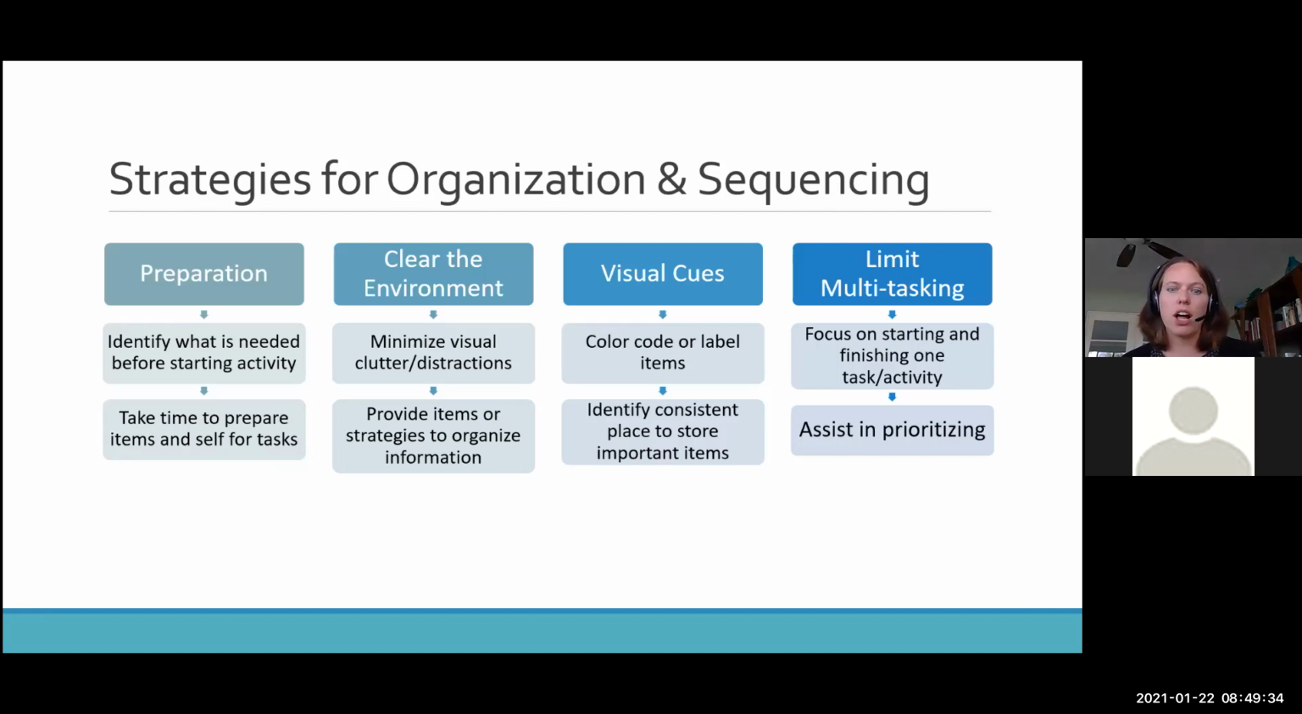Visual cues, again, color coding or labeling. So I have a red folder for my medical information, my green folder is for my benefits information, my yellow folder is health handouts, right? Figuring out just some really simple systems that the person can consistently use and go to.